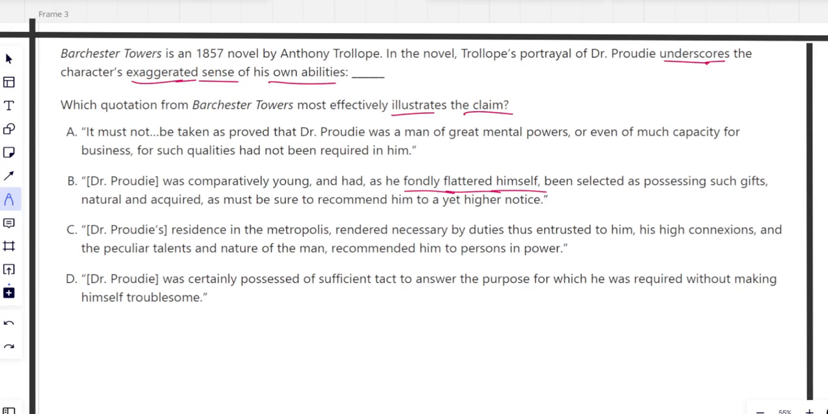Dr. Prudy's residence in the metropolis, rendered necessary by his duties thus entrusted to him, his high connections, and his peculiar talents of the nature of the man recommended him to persons in power. It doesn't really say anything about his sense of self. Dr. Prudy was certainly possessed of sufficient tact to answer the purpose for which he was required without making himself troublesome. Now I'm going to go with B for this one. He fondly flattered himself. That means he's got an exaggerated sense of his own abilities.